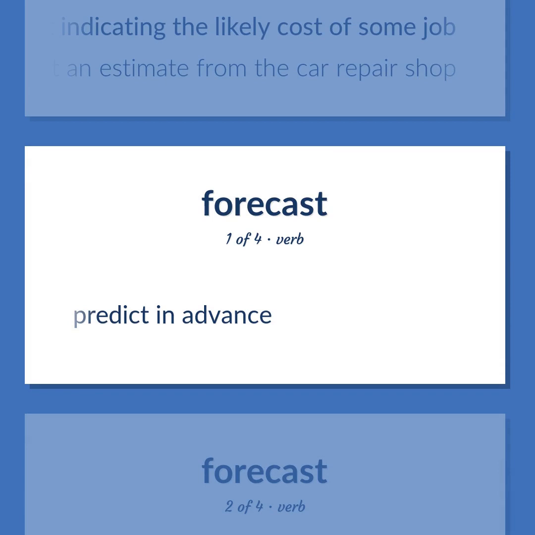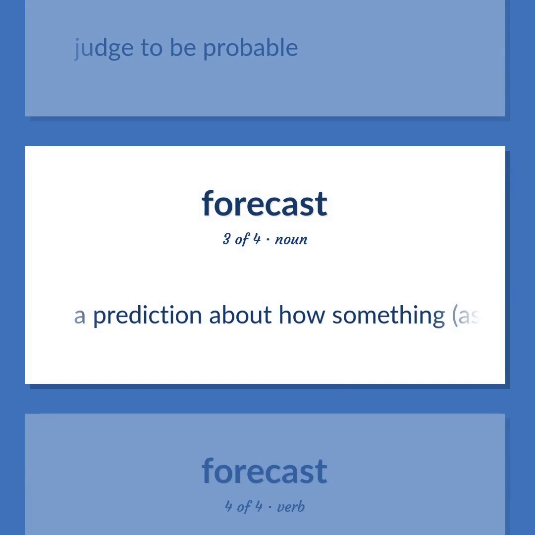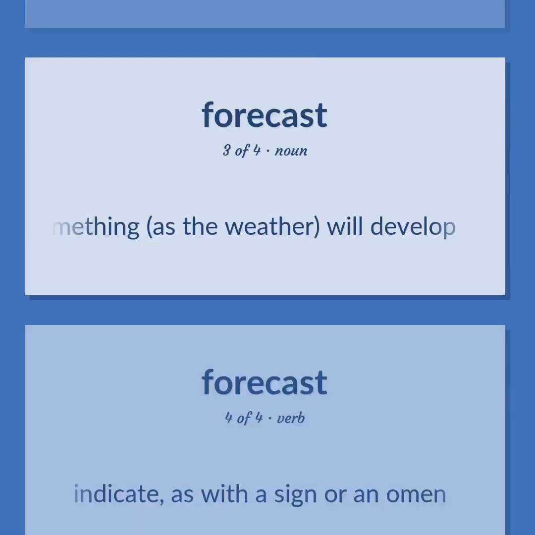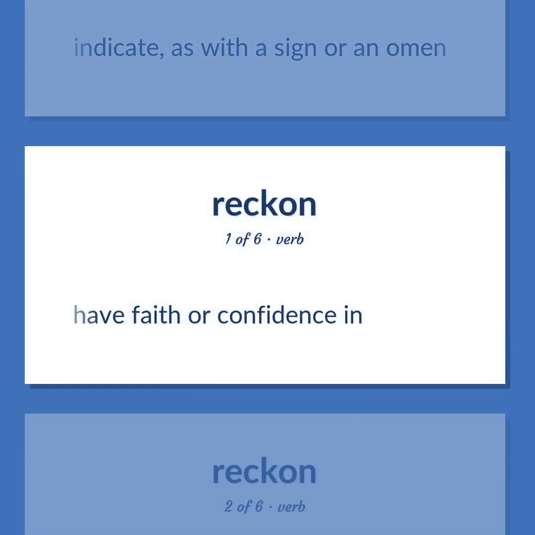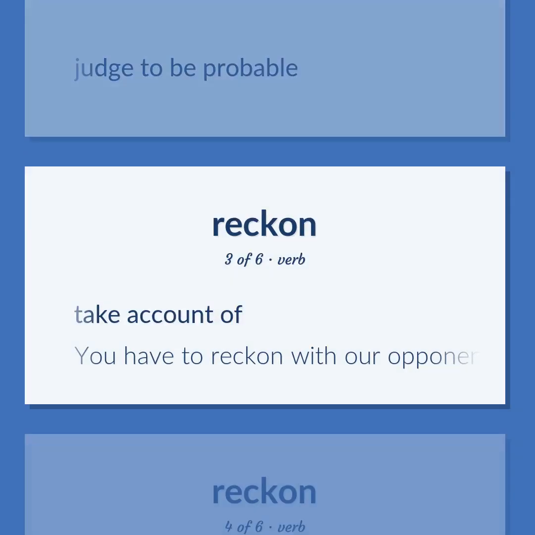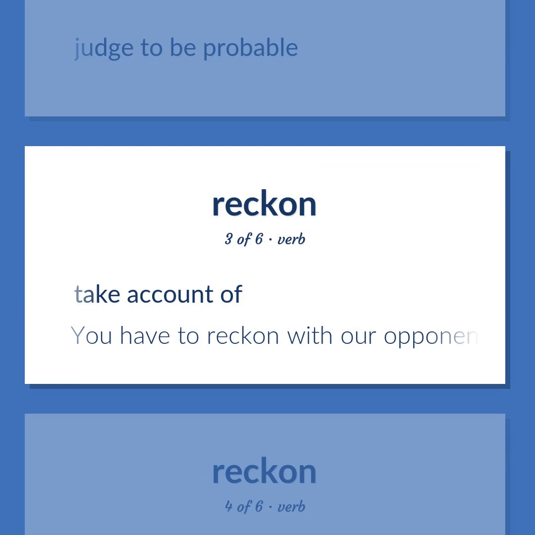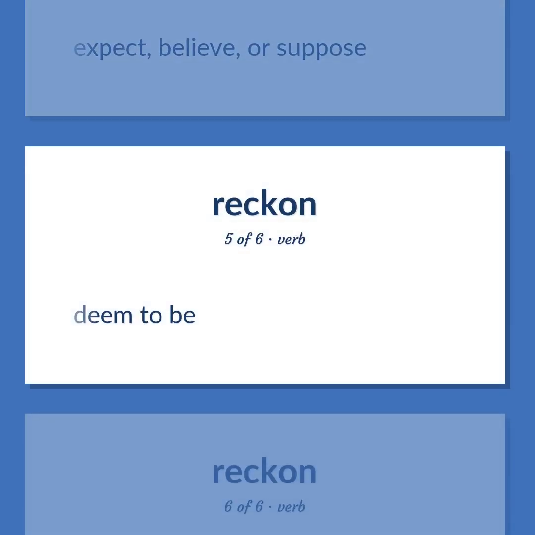Predict in advance. Judge to be probable. A prediction about how something, as the weather, will develop. Indicate, as with a sign or an omen. Have faith or confidence in. Judge to be probable. Take account of. You have to reckon with our opponents. Expect, believe, or suppose. Deem to be.